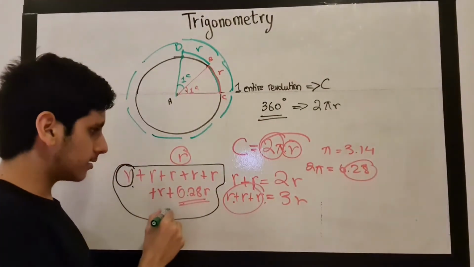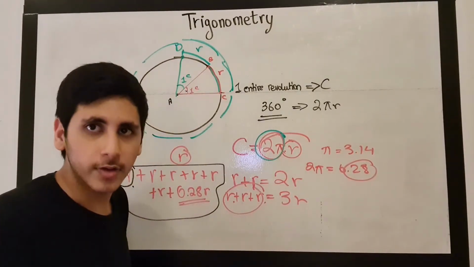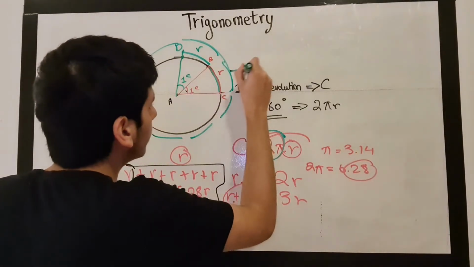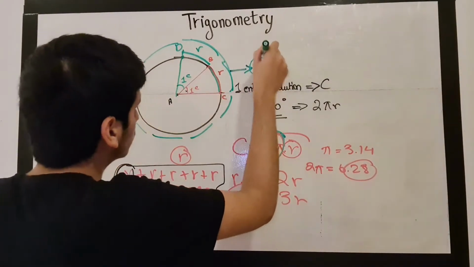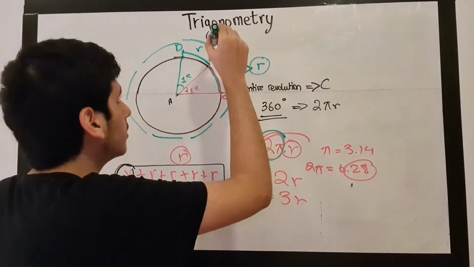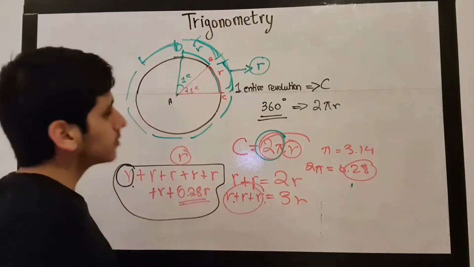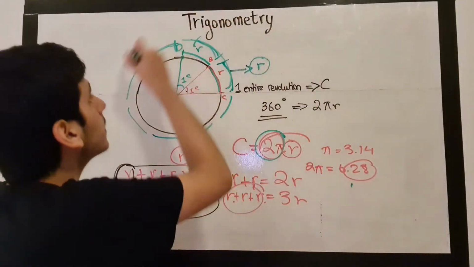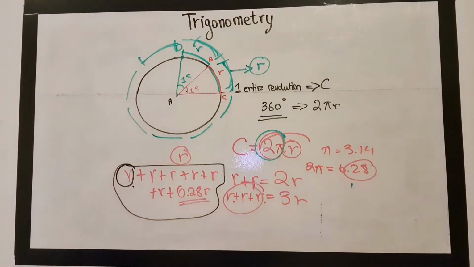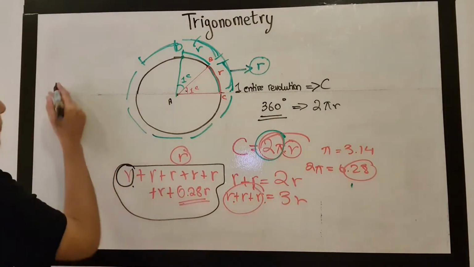It comes back to this. I would need 2 pi of these arcs, right? Because I know that one arc has the value r. So 2 pi of these, or approximately 6.28 of these arcs around the circle would give me the entire circumference. So I know that now. I'm just going to write that. So this is degrees, and over here I'm going to talk about radians, okay?